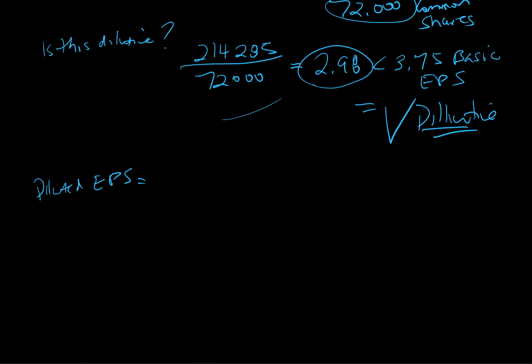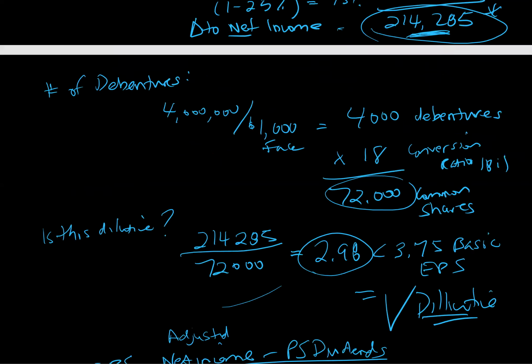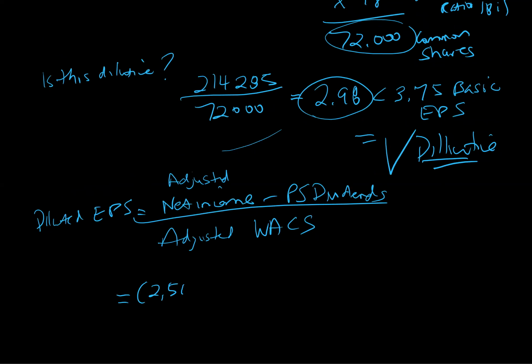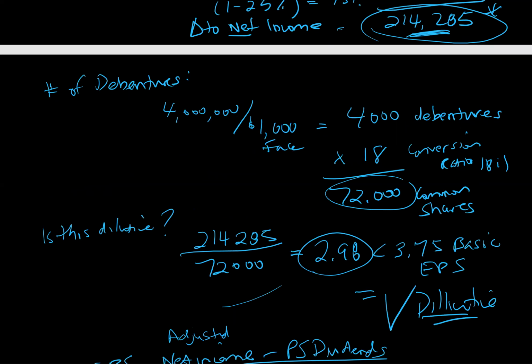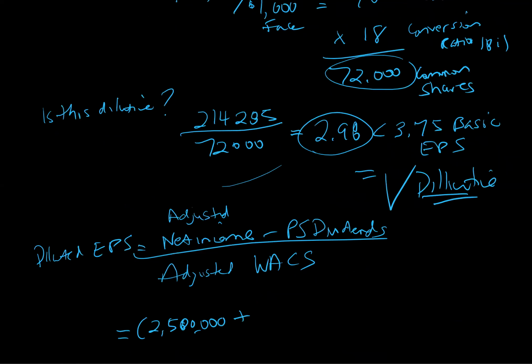Diluted earnings per share. So we're going to have net income, adjusted net income, let's say, minus preferred share dividends divided by adjusted weighted average common shares. So we're going to have our adjusted net income that we calculated here. So we're going to have our original net income, of course, 2.5 million plus this 214,285 that we identified that we would save if we didn't have to pay the interest out on those debentures, 214,285.